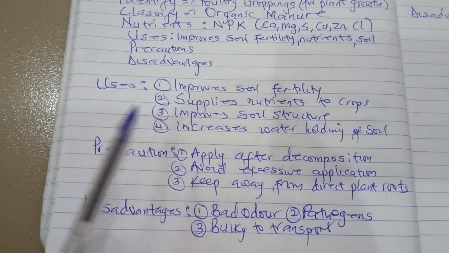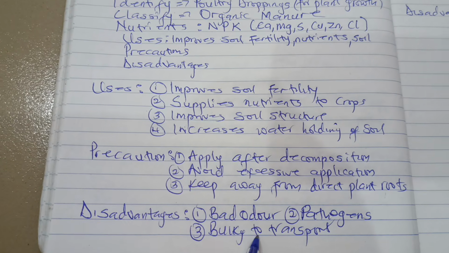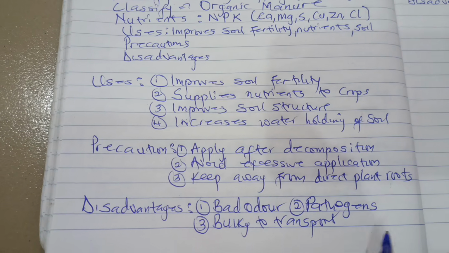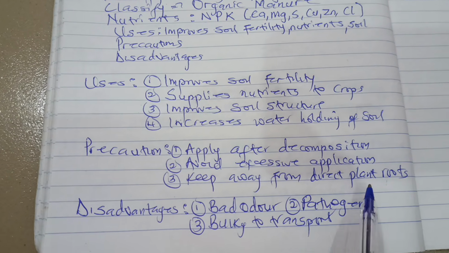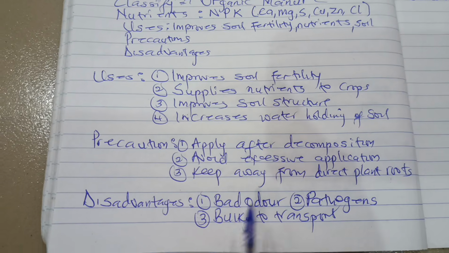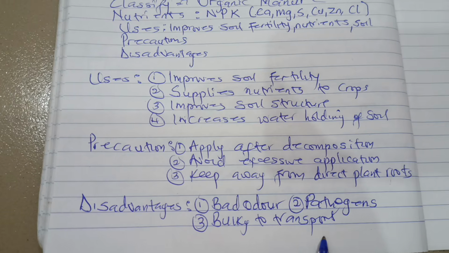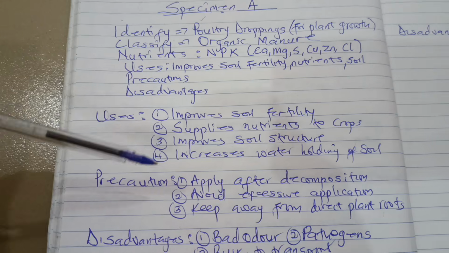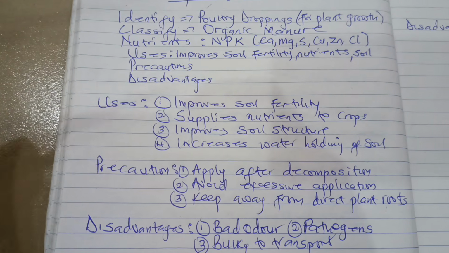Okay, so the disadvantages, you can agree with me that it has a very offensive bad odor. Okay, it can harbor some pathogens. That is why it's important when using it, make sure you make use of your hand gloves. Then it can be bulky to transport. So these are the likely questions you should be expecting for specimen A, and expect that of specimen B and the rest of it.